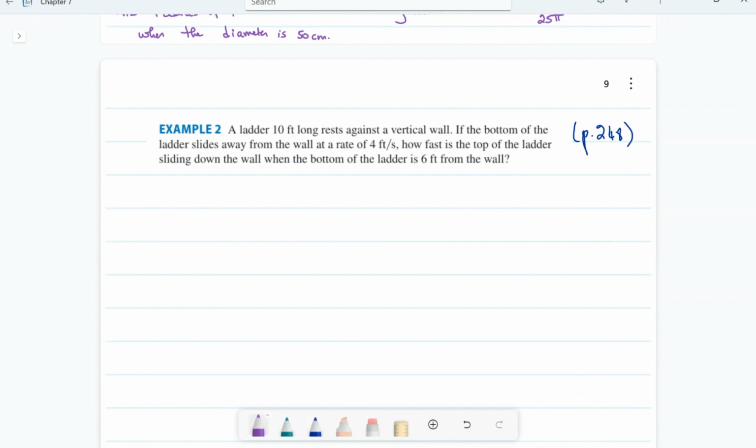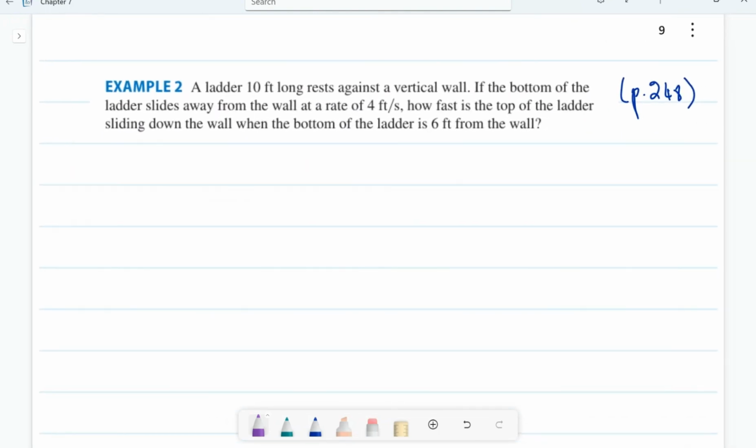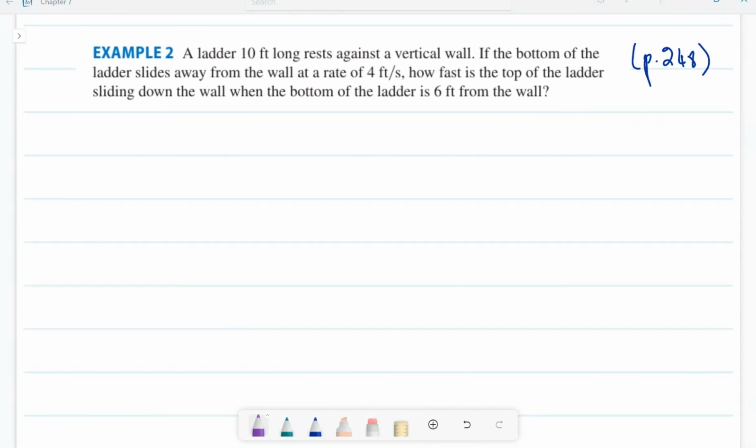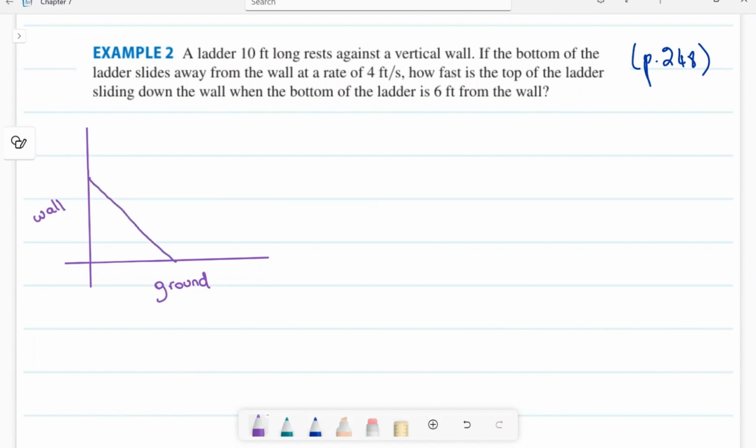Now, in order to solve this type of question, if it helps you to draw it, then draw it. For me, it would personally help to draw it in order to get a better idea of what is happening. So they are saying a ladder 10 feet long rests against a vertical wall. So we have a vertical wall here. Let's write wall. And of course, we have the ground. So we have a ladder and the bottom is sliding away. So it will become possibly slanted like this. And they tell us that the ladder is 10 feet long.